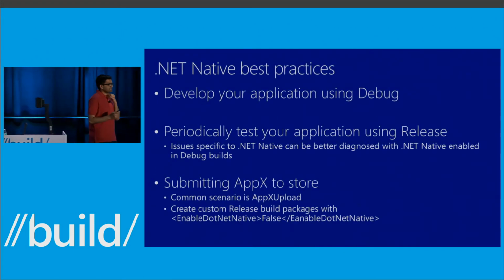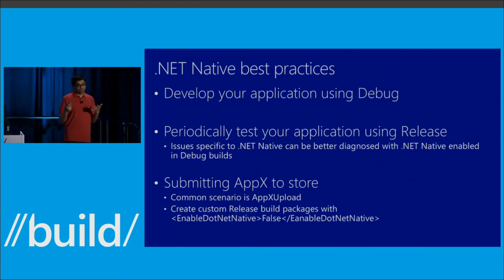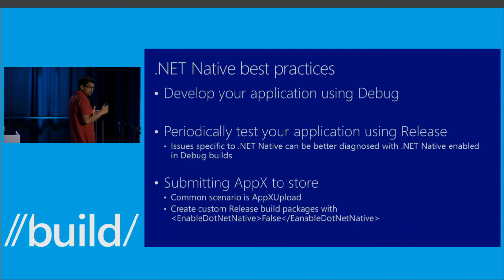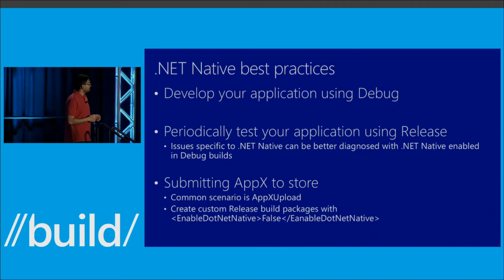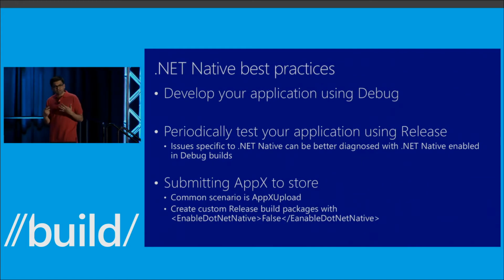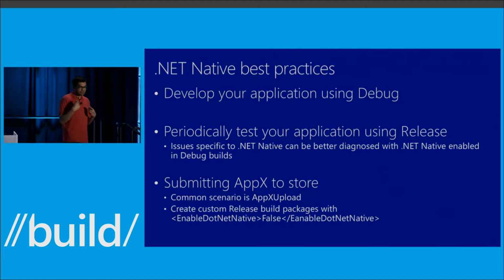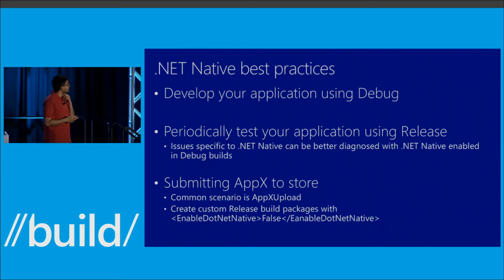So what are some of the best practices that you should follow if you're building a .NET Native application, or in particular a Universal Windows application, because all of them are going to be .NET Native? Primarily develop your application using debug, but make sure that you periodically test your application using release as well. Don't defer the whole thing to the very end, because then it gets a little bit more tricky. Periodically keep testing your application under release.